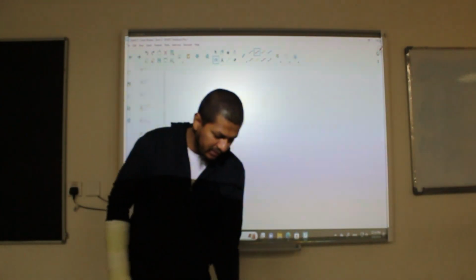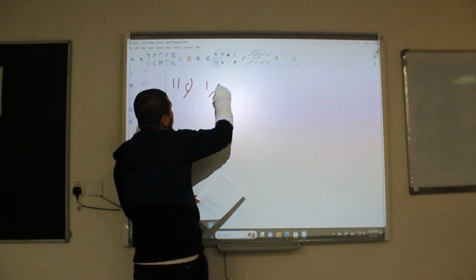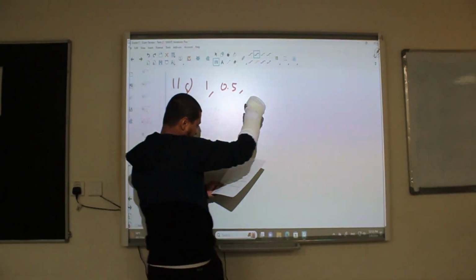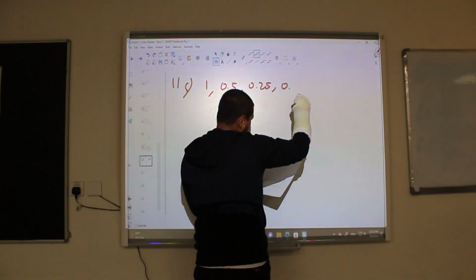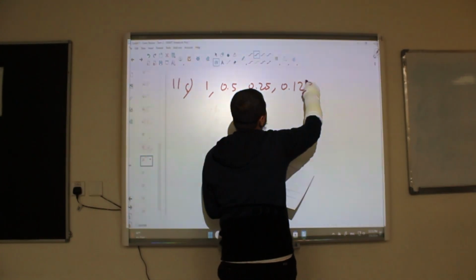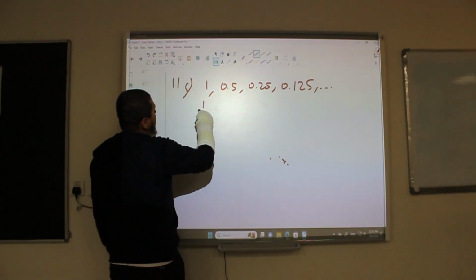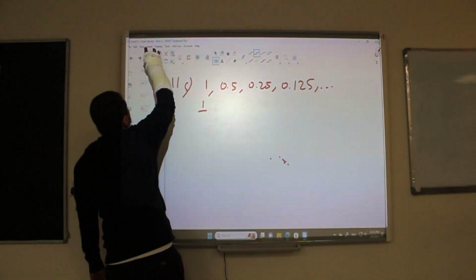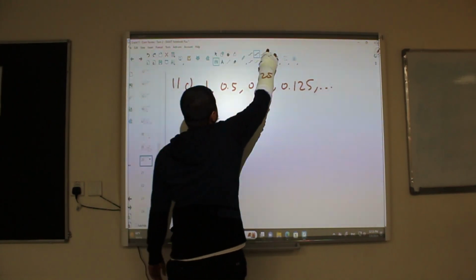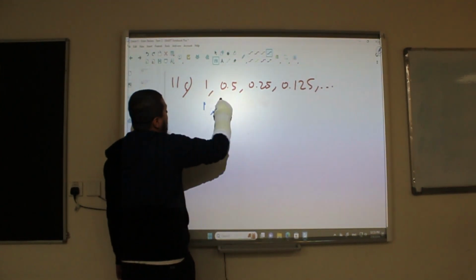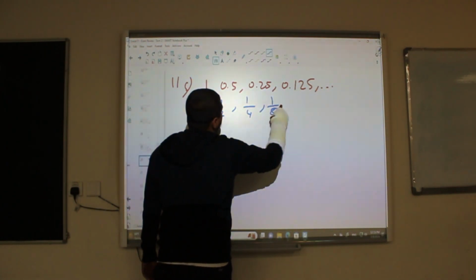Next part, number 11C. We have 1, 0.5, 0.25, 0.125, and so on. If we convert this into a fraction, then we will be able to see the answer. That's just 1. This is 1, that's half, that's a quarter, that's 1 over 8, and so on.